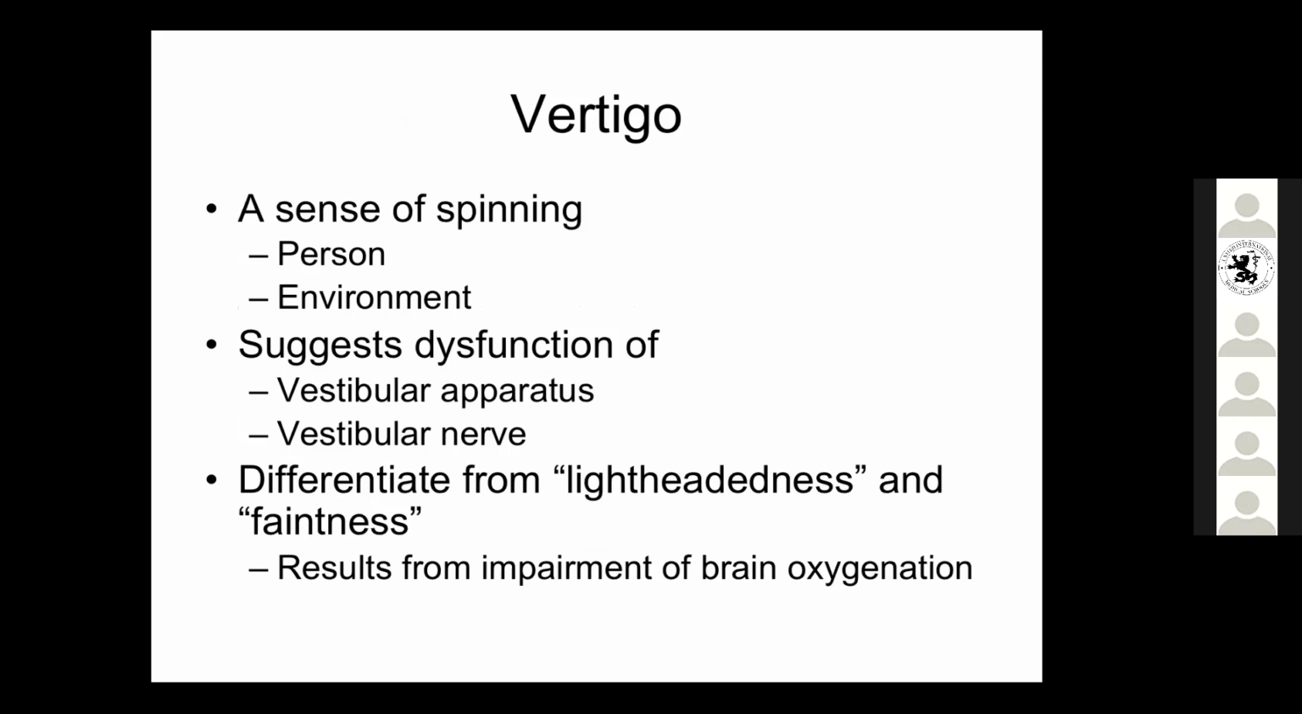Vertigo. Vertigo is a disturbance of balance, and it's a sensation of spinning, and it can be a problem either in the vestibular apparatus or in the vestibular nerve. And it is important to distinguish vertigo from lightheadedness and faintness, because lightheadedness and faintness, or transient loss of consciousness, or we also call it syncope, results from an impairment of brain oxygenation and perfusion, and not from a problem within the CNS.